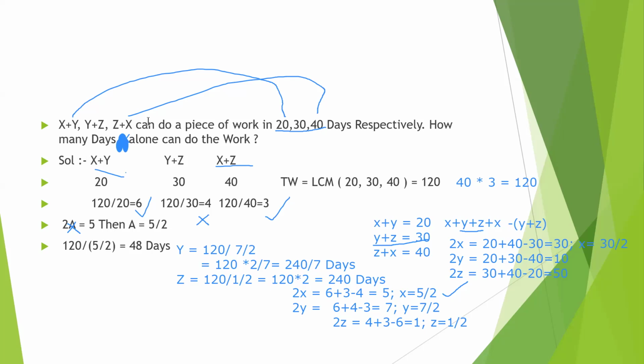Now what can we do? First we can find the total work. Total work means the LCM of the given days. So the LCM of the given days is equal to 120. Now we can find the individual work of the combinations.